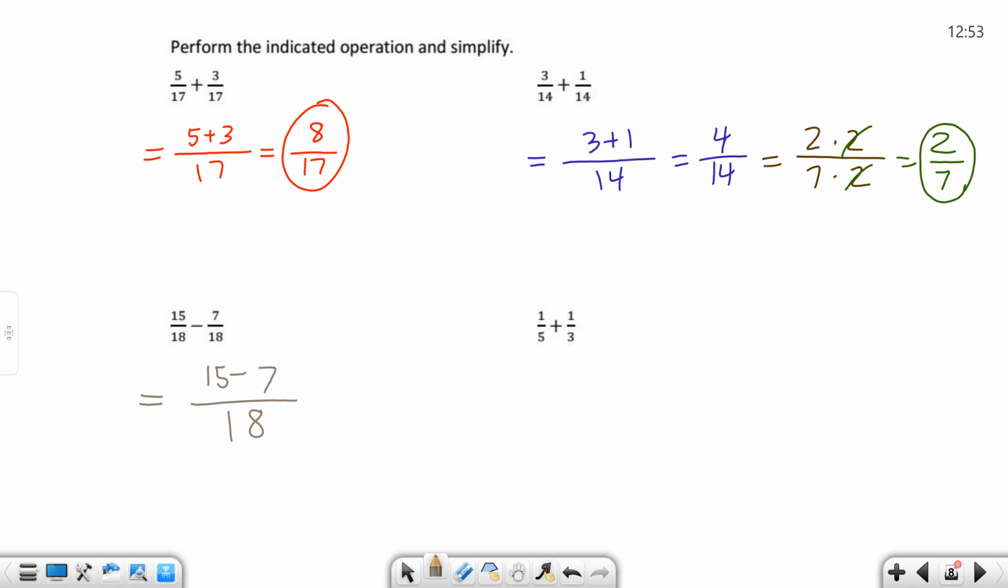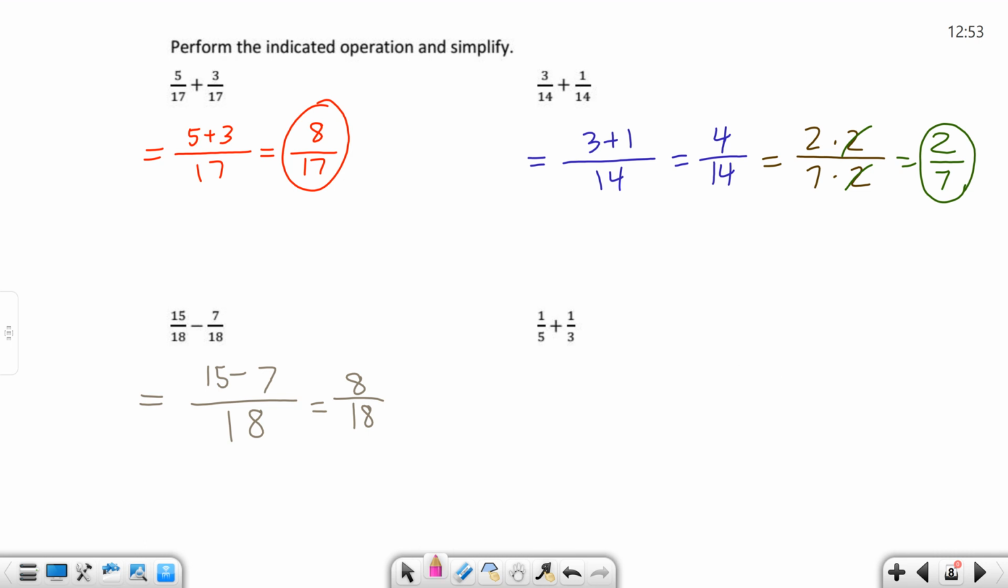Okay? 15 minus 7. And what is 15 minus 7? Well, it is 8 over 18. Is 8 over 18 simplified? No, because 8 and 18 both, what goes into both those? Well, at least a 2. They're both even, right? So let's go do that.